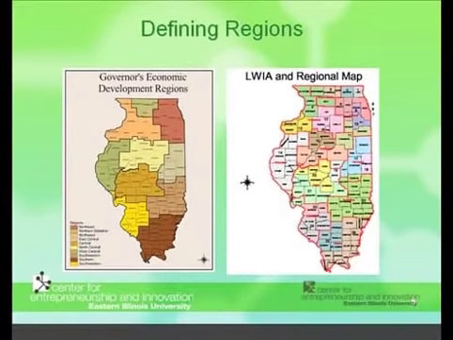How do we develop the regions used in economic and workforce development in the state of Illinois? Here is a map of the governor's economic development regions showing the 10 economic development regions across the state. On the right-hand map, these 10 economic development regions are superimposed upon the 26 local workforce areas across the state.